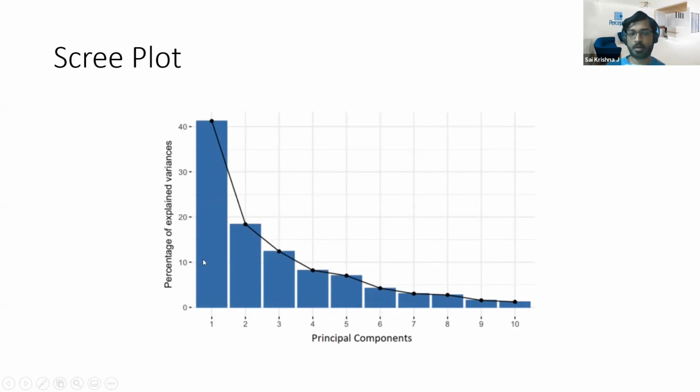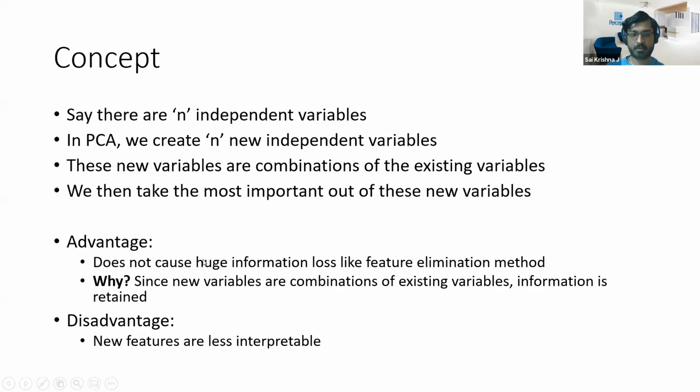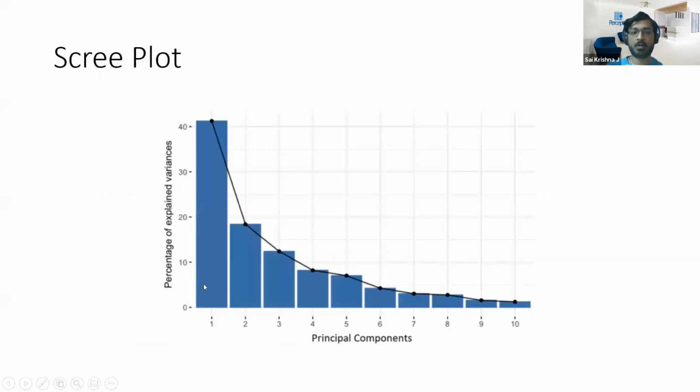But that combination is what I said when we said the new features are less interpretable. For example, when we say 1 over here, 1 might be a combination of their age and percentage number. That doesn't make any sense from a business point of view or from a common sense point of view. But based on what is more important statistically, we compute those principal components. Does that answer the question?